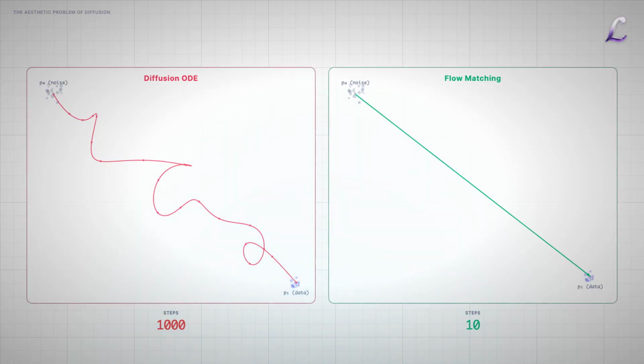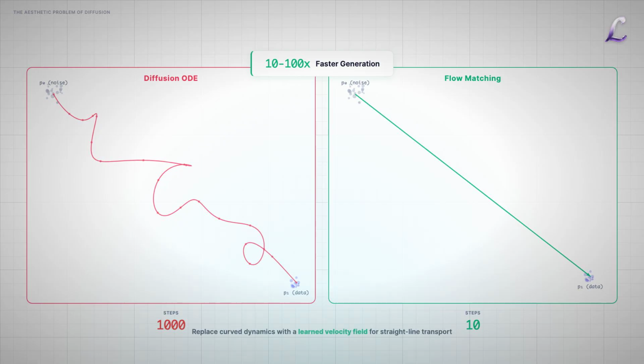But what if we could force the model to take a straight line? A straight line from noise to data is the shortest path. Theoretically, it takes one step. In practice, just a handful. This is flow matching, replacing curved diffusion dynamics with a learned velocity field that drives straight-line transport.